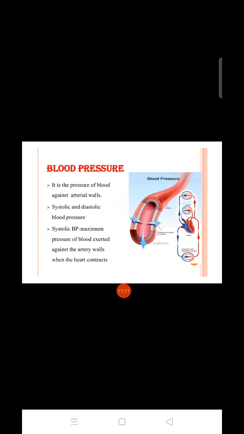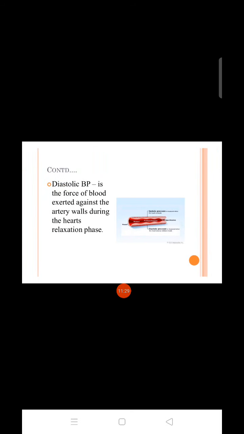Next, what is blood pressure? It is the pressure of the blood against the arterial wall. Systolic and diastolic blood pressure will be there. Systolic BP is the maximum pressure of blood exerted against the artery walls when the heart contracts. Next, diastolic BP is the force of blood exerted against the artery walls during the heart relaxation phase.